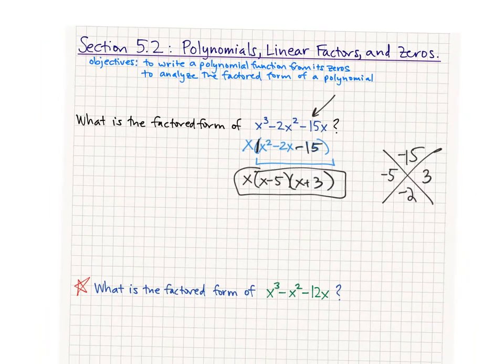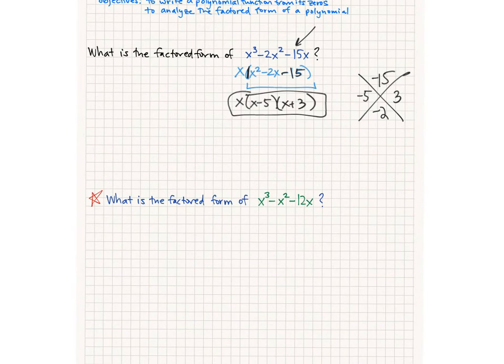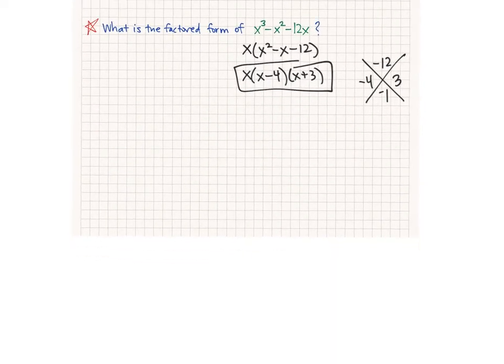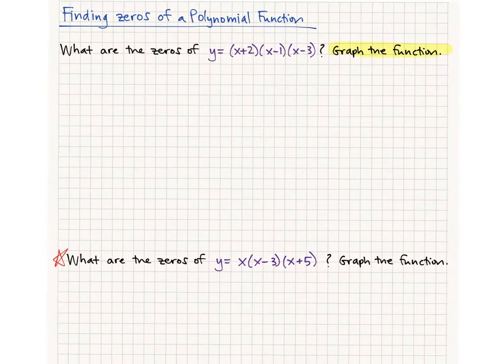Okay, so try that for this next one here. Press pause and then check back for the solution. Okay, so this one you can see there's only an x that can come out, and then what you're left with can be factored to x minus 4 times x plus 3. Hopefully you got that. Okay, moving on.